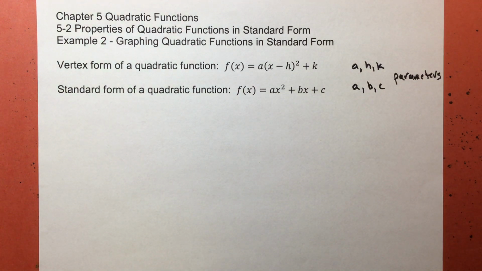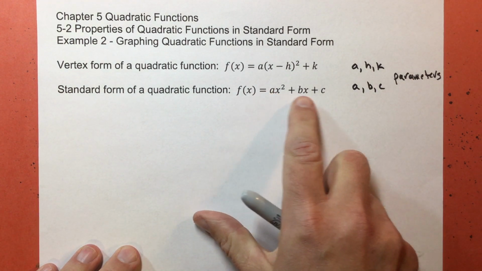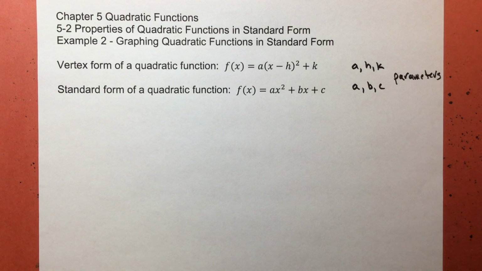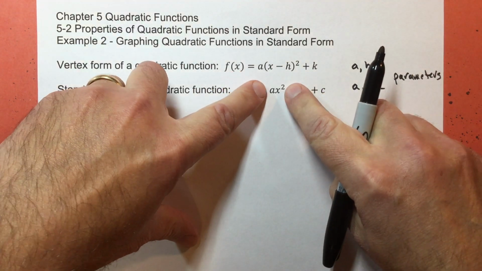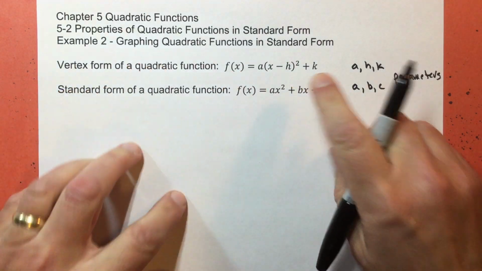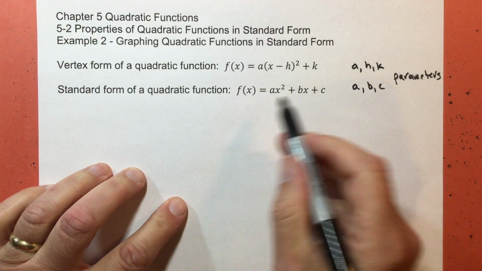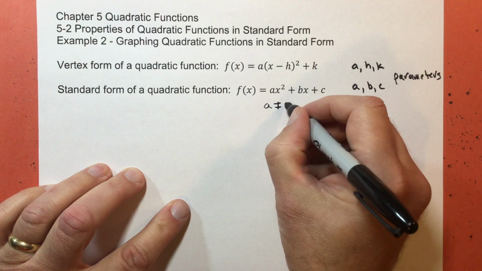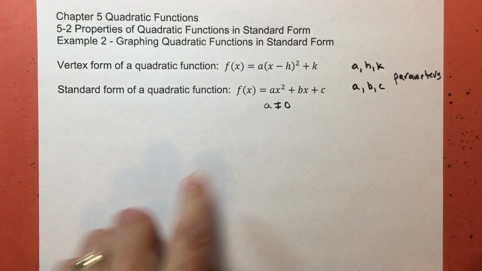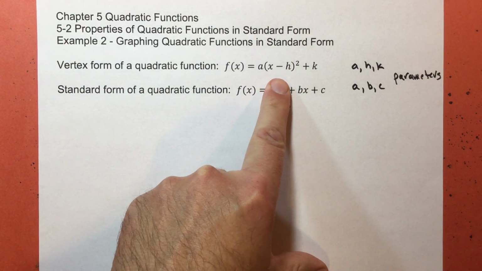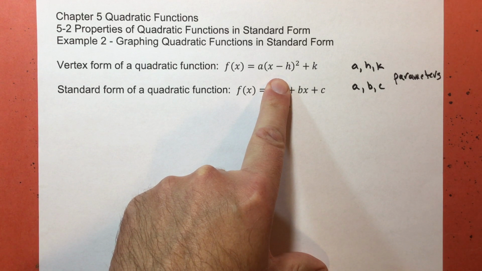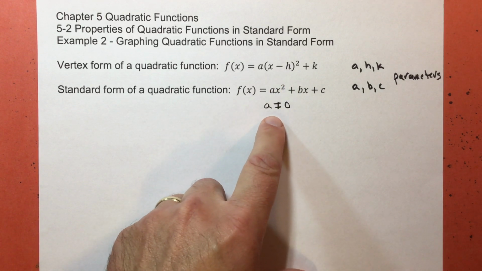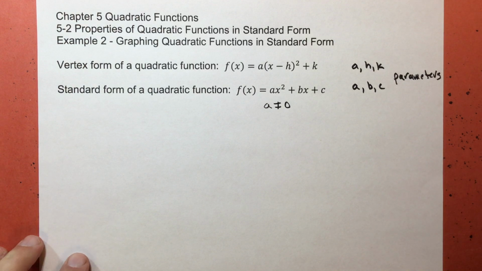Standard form has 3 parameters, a, b, and c. And here's the important part. I have to have x to the 2nd power. So a, b, and c can be any numbers at all, except a cannot equal 0. If a equals 0, it's not quadratic. It's going to be linear. So I have to have a not equal 0, any number other than 0. They can be fractions, they can be positive, they can be negative, anything, and it's going to be quadratic.